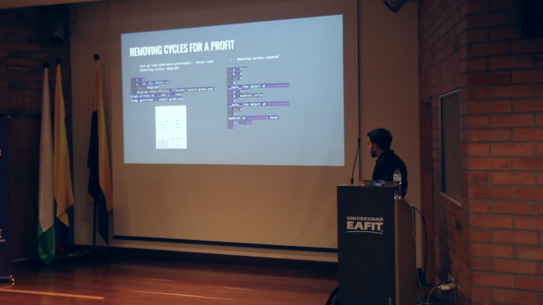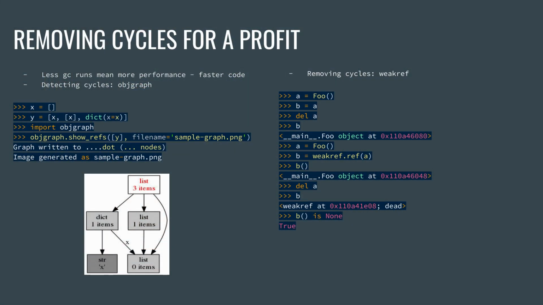So what you can do instead is use a weak reference for your object A. And here you can see how it works. When you call B, the weak reference, it returns the object. But when you delete the original object and you try to call the weak reference again, it will return None.